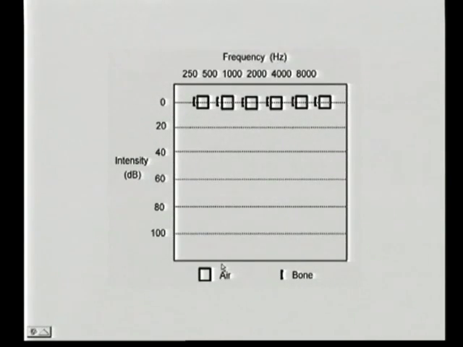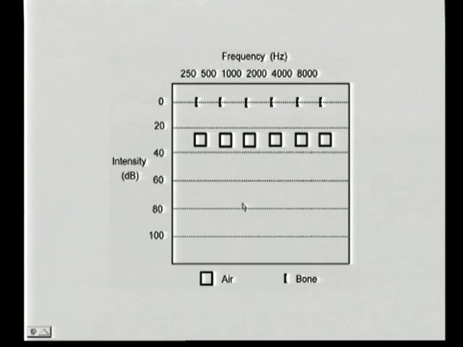This shows a normal audiogram. This would be bone right here. This would be by air, and they match up. So this would be a normal audiogram. Now what's happened here, the person is hearing better with bone than they are via air. What does this mean? If you hear better by bone than by air, that means you have a conductive problem.